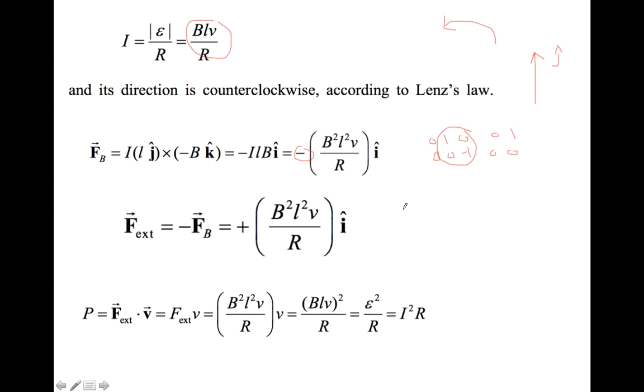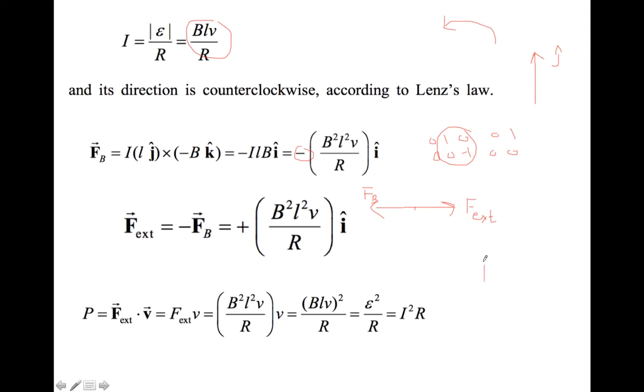Now, because the bar is moving with constant speed, as he told me, the external force is equal to the negative of this, so they're balanced. If this is my FB, then my external force is along the I hat, directed opposite to it. So it's not moving that way, but directed the other way. Now, the other thing, I can calculate the power.